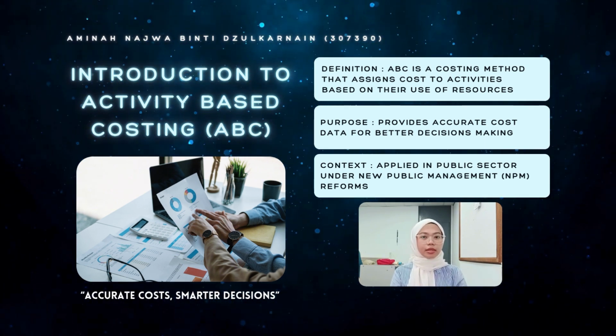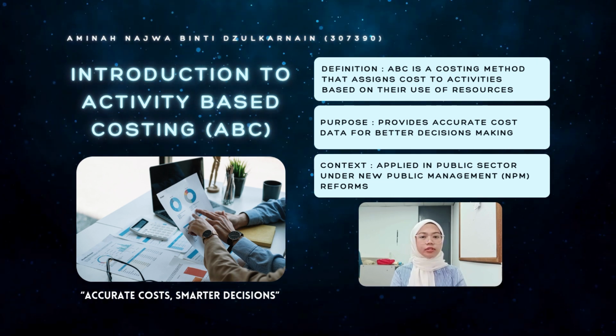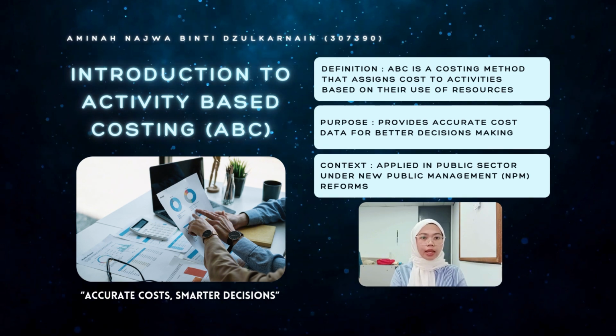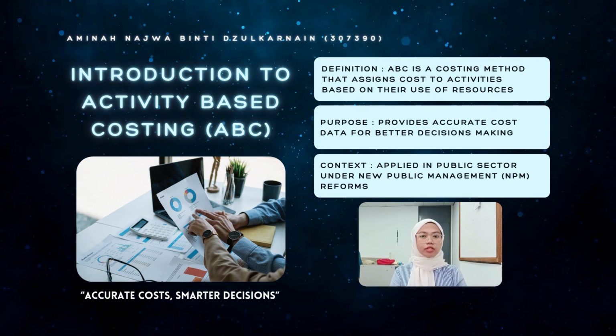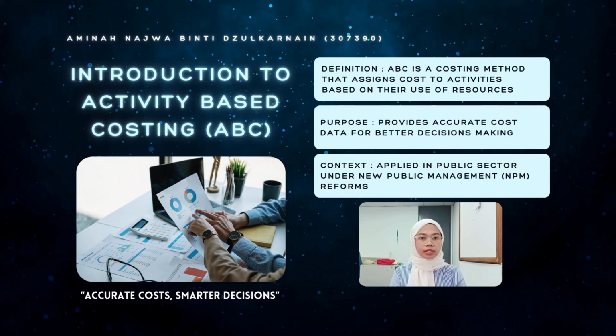ABC is a modern costing method that assigns costs to activities based on their actual consumption of resources. Rather than using broad averages like traditional costing systems, it provides a more accurate way to track expenses, especially in a complex organization with multiple services.